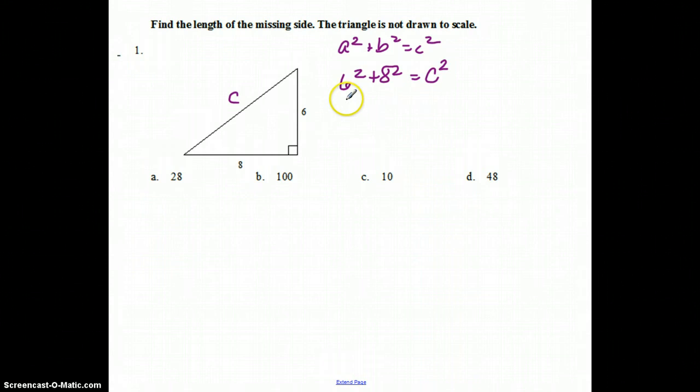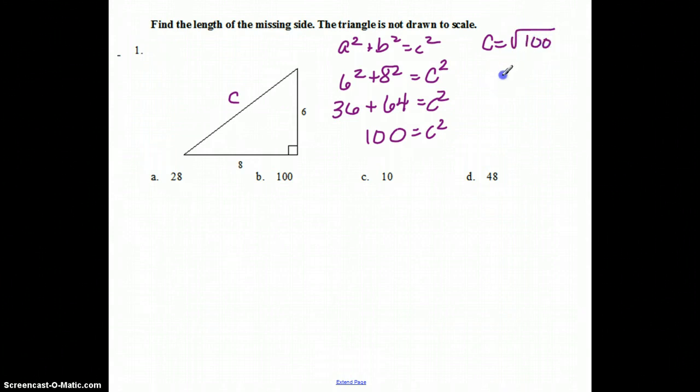So let's see. 6 squared would be 36. 8 squared would be 64. Which gives me 100. And remember, to get c by itself, you have to do the square root. So c is 10.